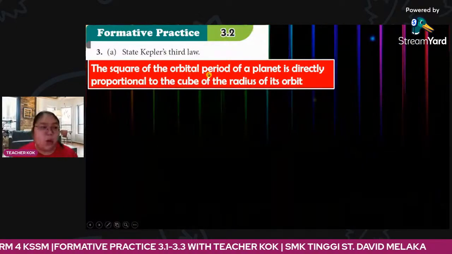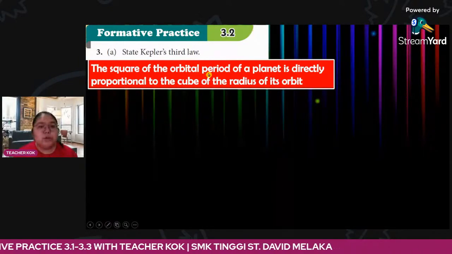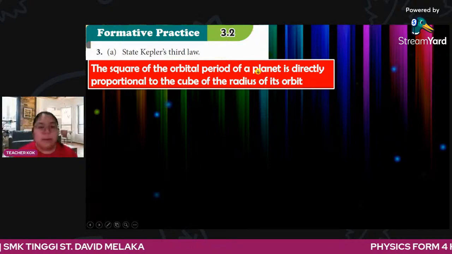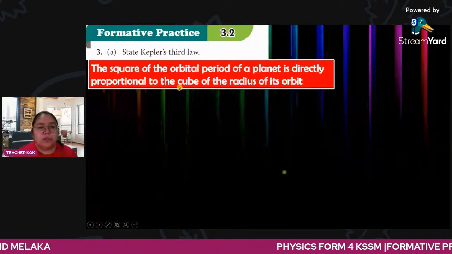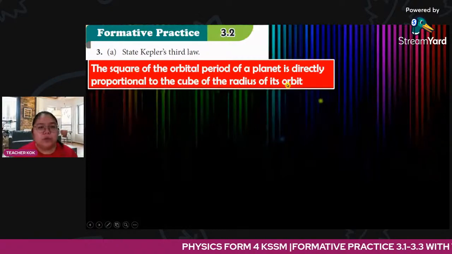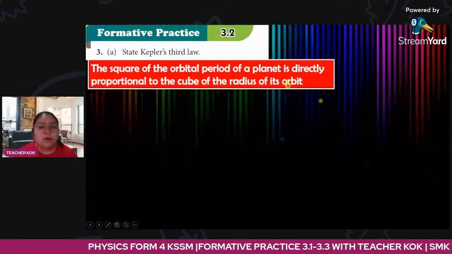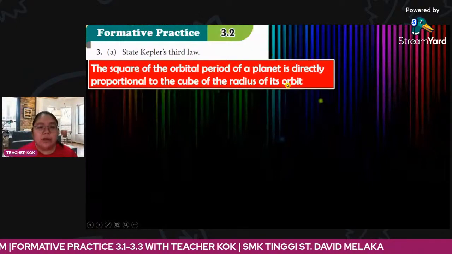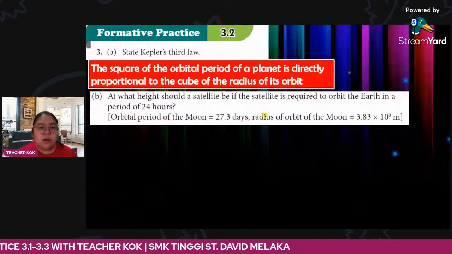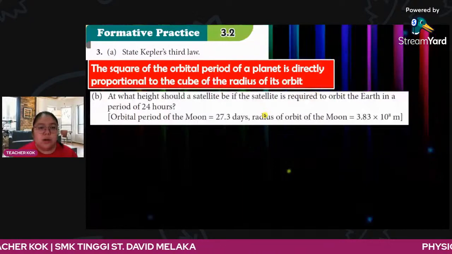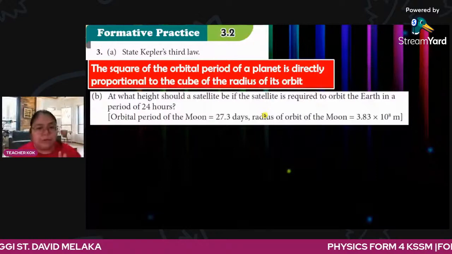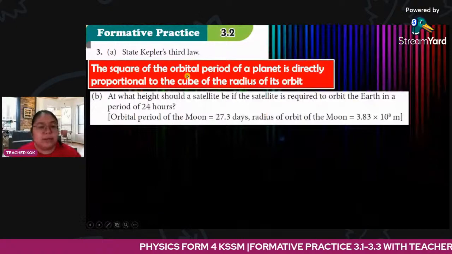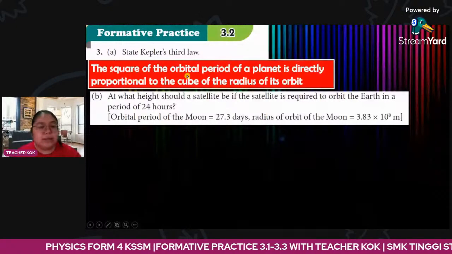The square of the orbit period of the planet is directly proportional to the cube of the radius of the orbit. So that means T squared and R cubed are directly proportional. From here we can show the equation later. We are going to see Kepler's third law formula, then we can show how the formula is transferred into the definition. Kepler's law is straightforward to transfer into the definition.